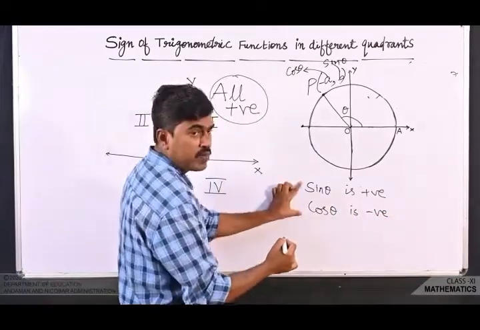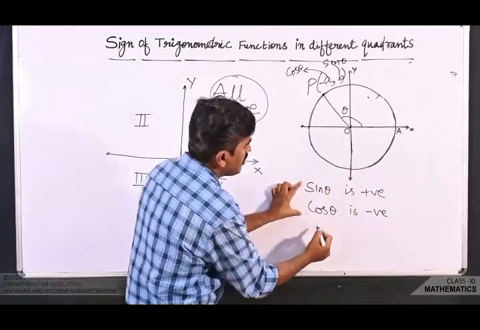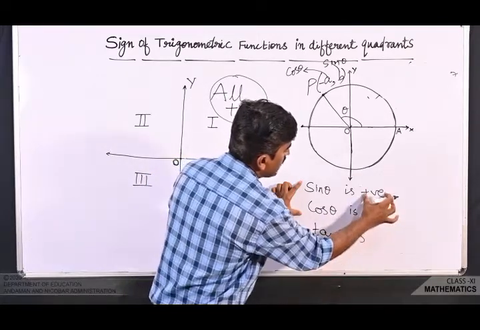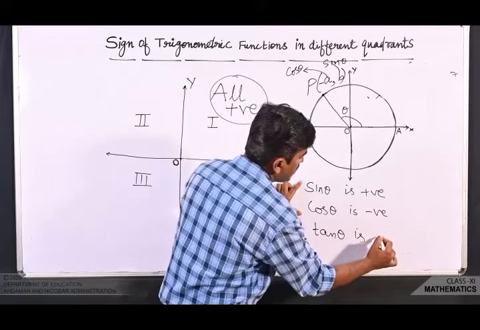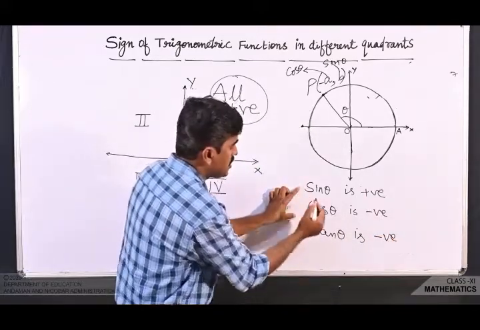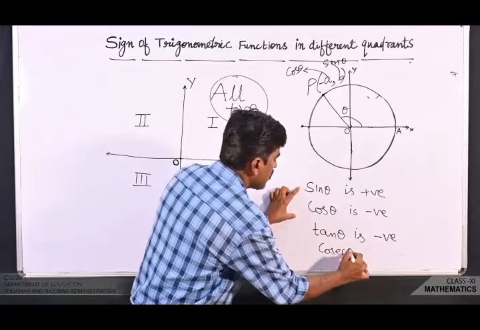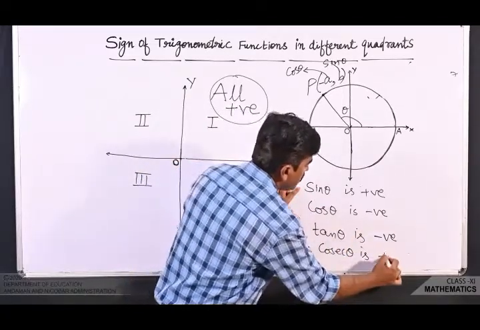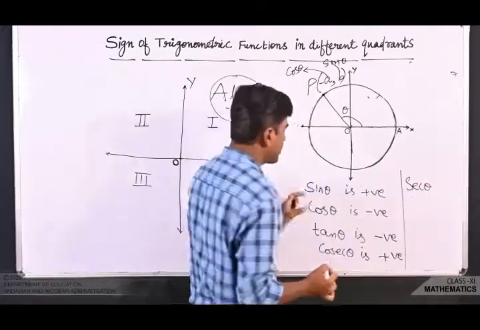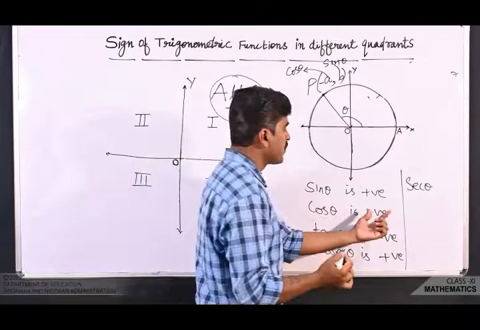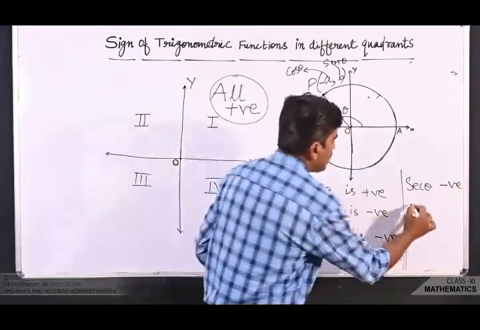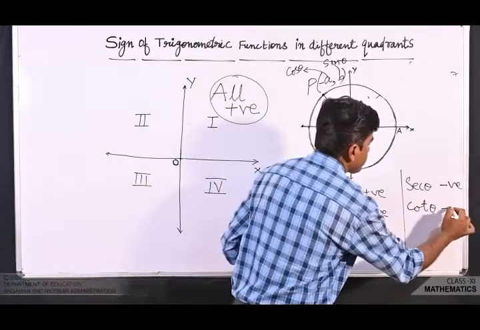Okay. So what about tan theta? Tan theta is sin theta by cos theta, so it is plus divided by minus, which is negative. And the reciprocal of sin theta, that is cosec theta, is positive. Now what is sec theta? Sec theta is the reciprocal of cos theta, so it is also negative. And cot theta is also negative.